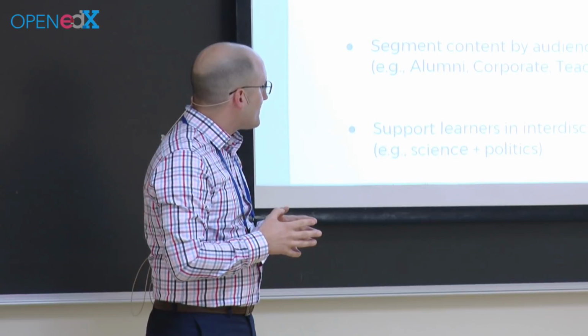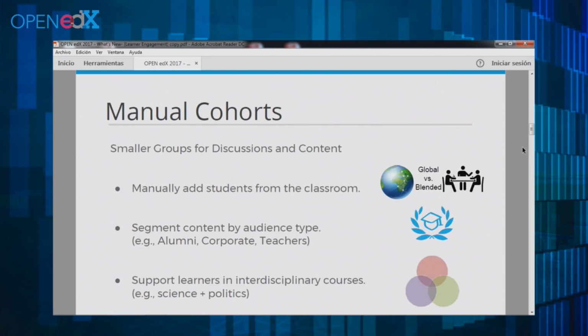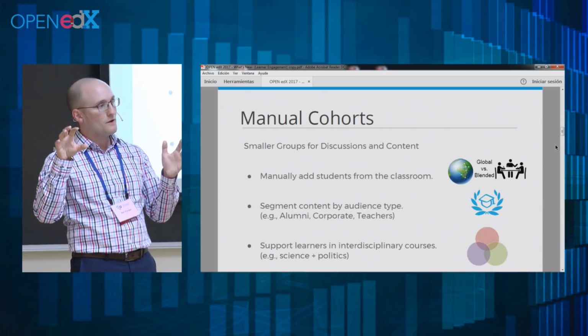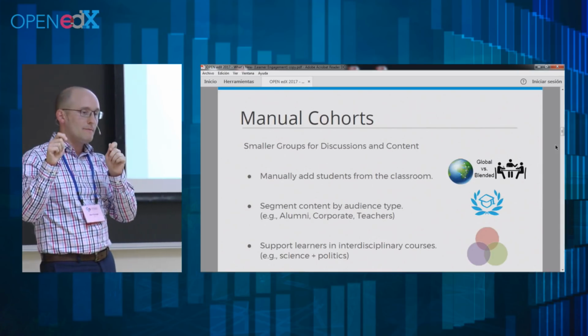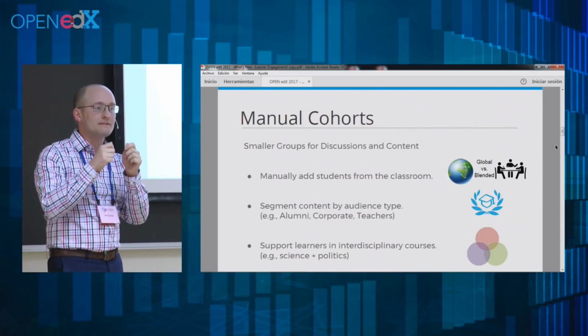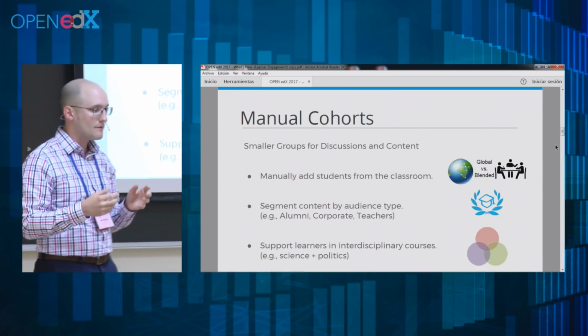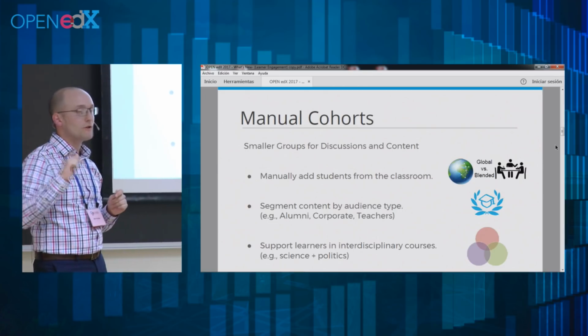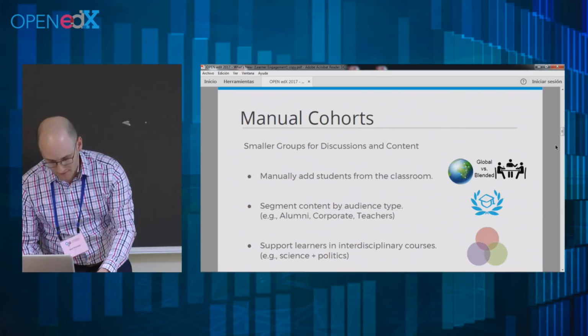Also, there might be a situation in which you've got a science course, but there are some students that are learning about the implications of politics or legislation that is affected by this science. It might not be entirely what the course outcomes are expected for this course, but you can weave in some of this additional material for some added or augmented experience for those learners. Right? So those are situations when manual cohorts can be helpful.